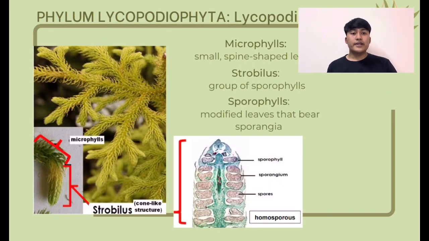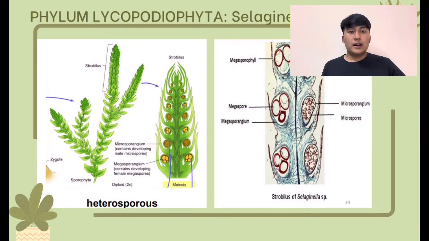We go to the structure of Lycopodium sp. It has three structures, which are microphylls, strobilus, and also sporophylls. Next is the Selaginella sp structure. As we know, Selaginella sp is a heterosporous plant. So the microsporangium contains male microspores. The megasporangium contains developing female megaspores.